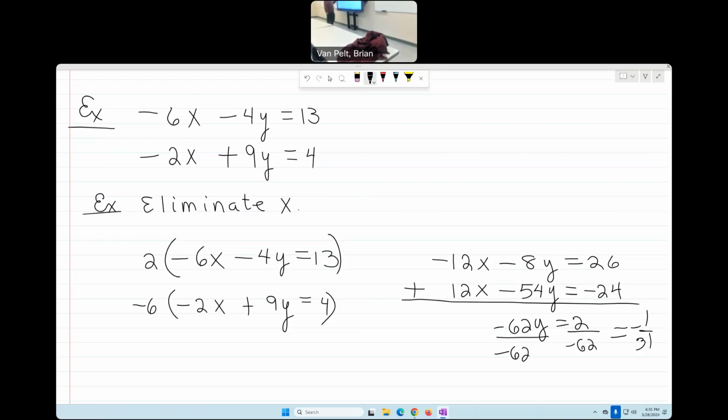Let's check my work. So here, if I multiply this by 2, negative 12, negative 8, positive 26. This one by negative 6, so I get positive 12, negative 54, negative 24. Okay, so I'm good then?